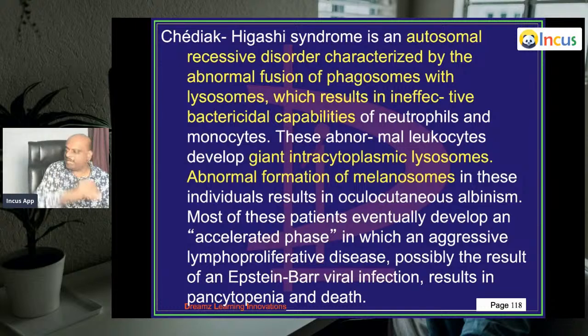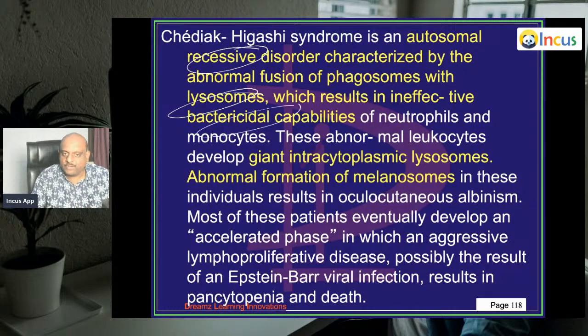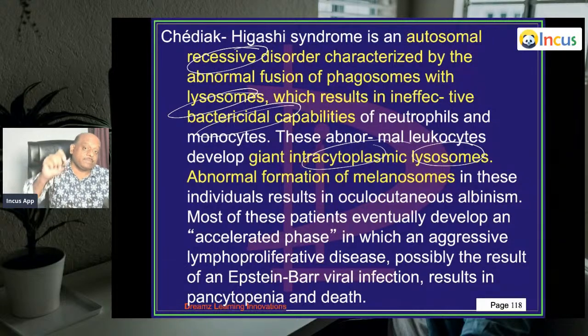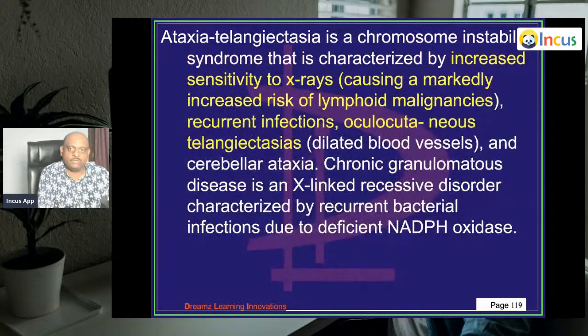So, what is Chediak-Higashi? What is the inheritance pattern, doctor? Autosomal recessive disorder. Abnormal fusion of the phagosome with the lysosome. Ineffective bactericidal capability. Giant intracytoplasmic lysosomes. Abnormal melanosomes leading to oculocutaneous albinism is what you need to remember.